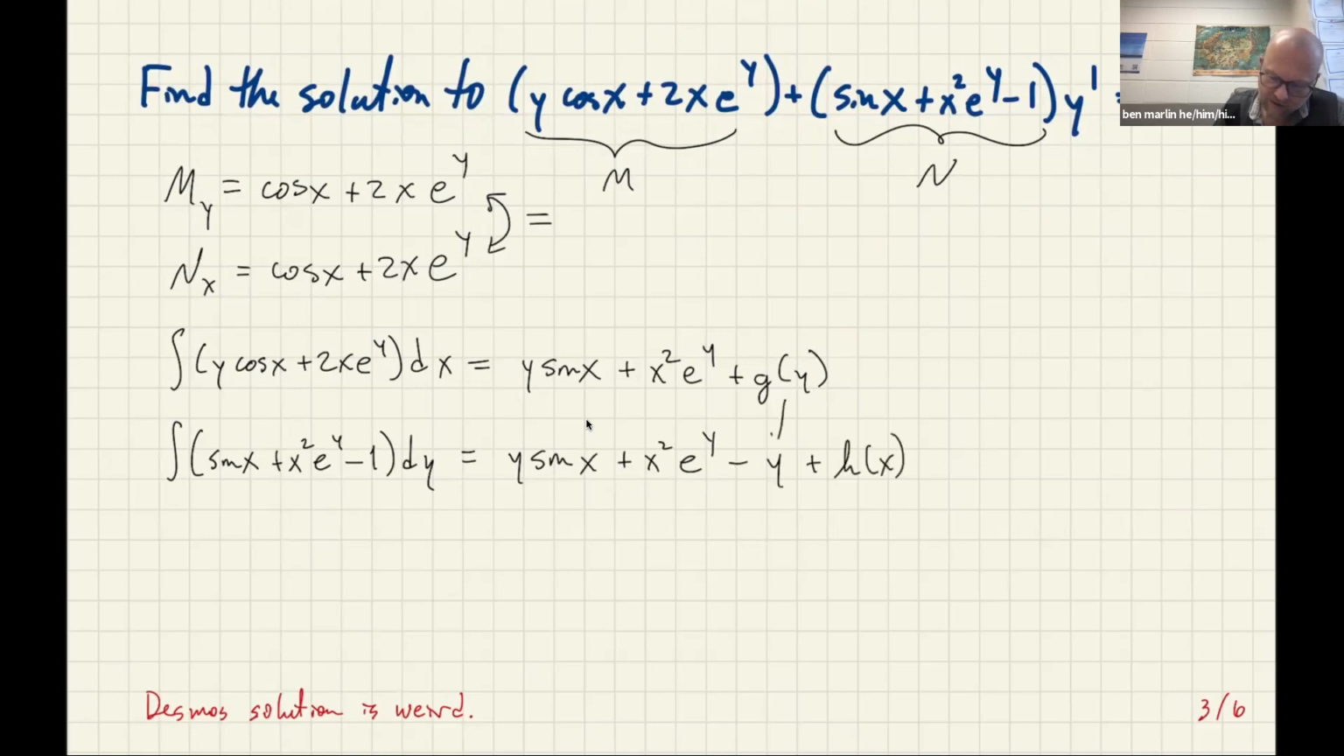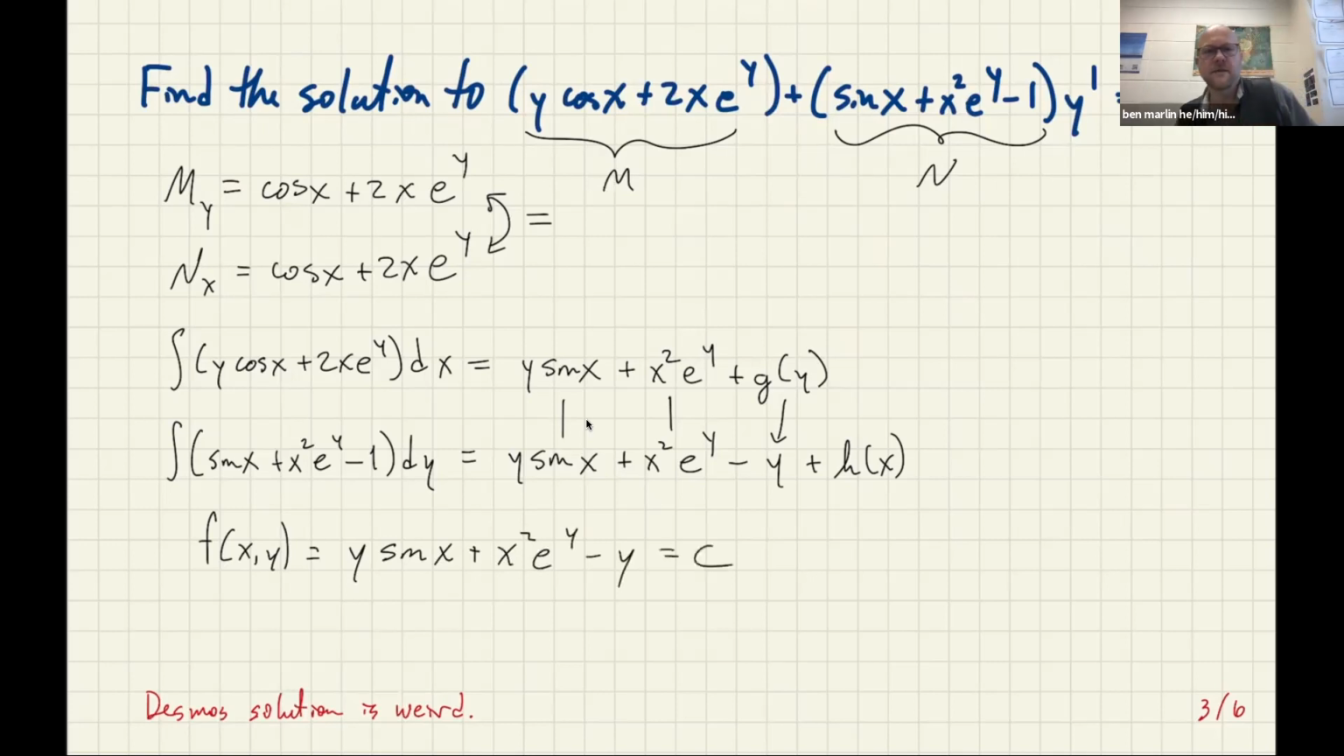So it turns out this time you're just picking up that, but we can see where we've matched up the other pieces. Our f of x, y here is just going to be y sine x plus x squared e to the y minus y, and then we'll set that equal to a constant. Okay, so like before, the answer we're really looking for is just this here.